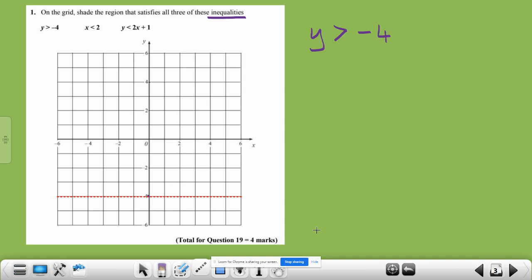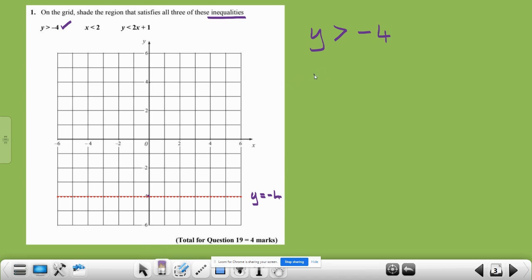So if I put a line across there, then that is the line where, let's write it in, y is equal to minus 4. And anywhere above that line, we will satisfy that inequality that y is greater than minus 4. And if you're not sure about that, just write in a few points, pick some coordinates and look at them, and you'll see that y will always be greater than minus 4. Okay, good. So that's the first one done.